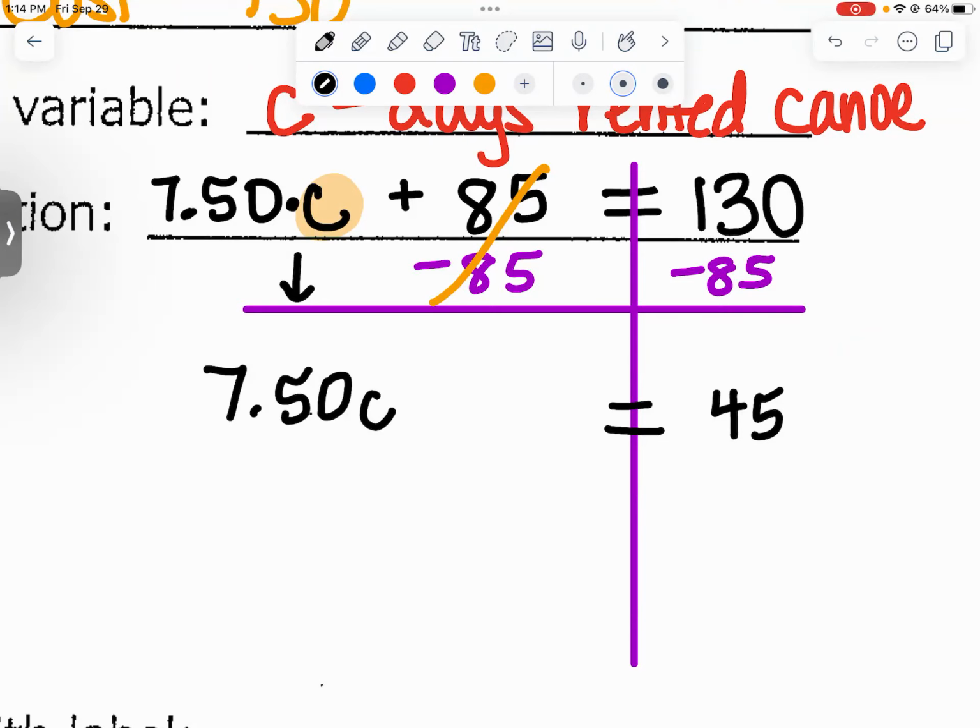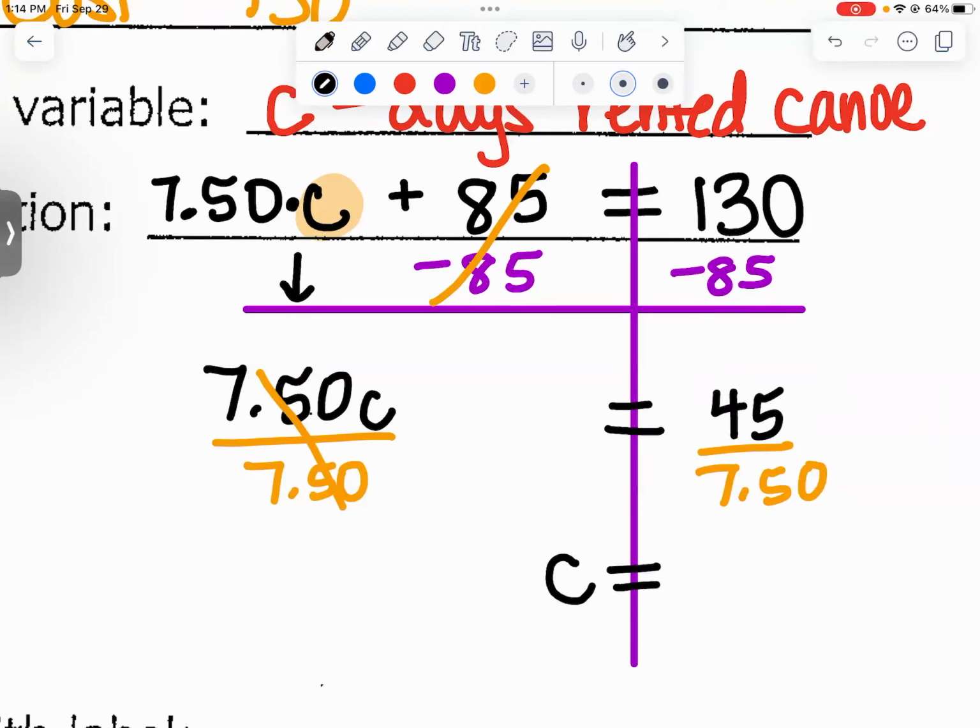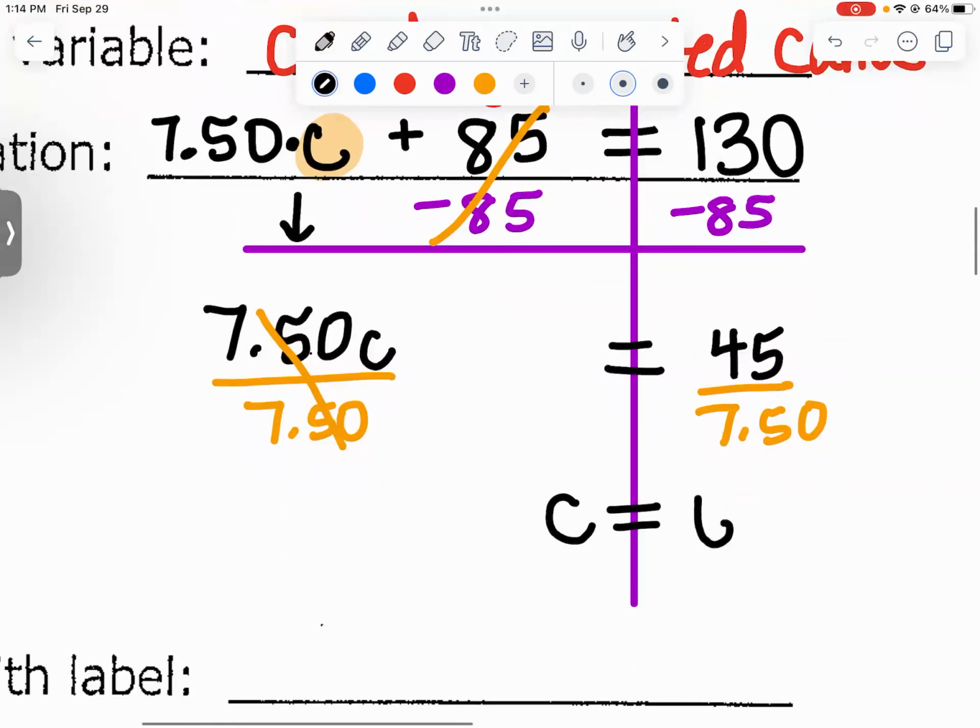Okay. So now we have 7.5 times C equals 45. We need to divide both sides by 7.50 to get C by itself. Thank you, Mr. Calculator Man. 45 divided by 7.50 is 6. Cool.